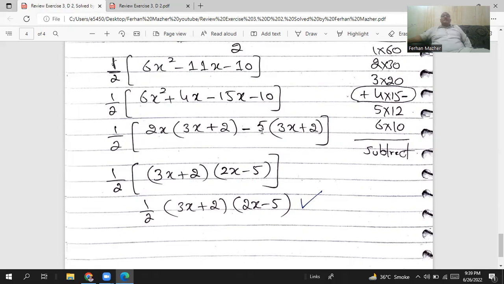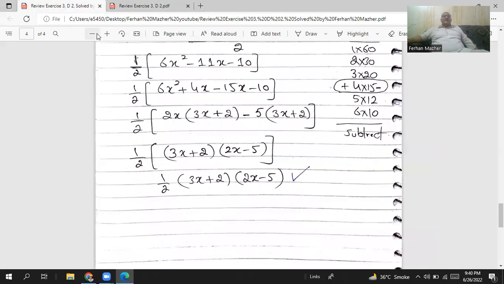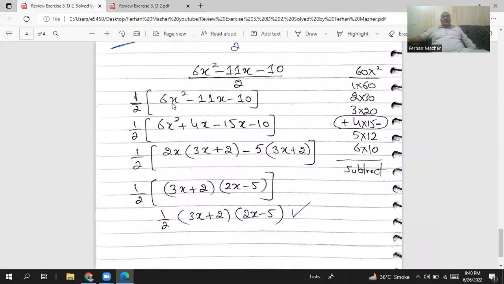From this first term and this second term, you can see this bracket 3x plus 2 is present in both of them. So we will take that bracket common. So 3x plus 2 in one bracket, and from here you get 2x, from here you get minus 5. So the final answer will be 1 by 2 into bracket 3x plus 2 into 2x minus 5, bracket closed. So my dear students, this is how you will do the question.